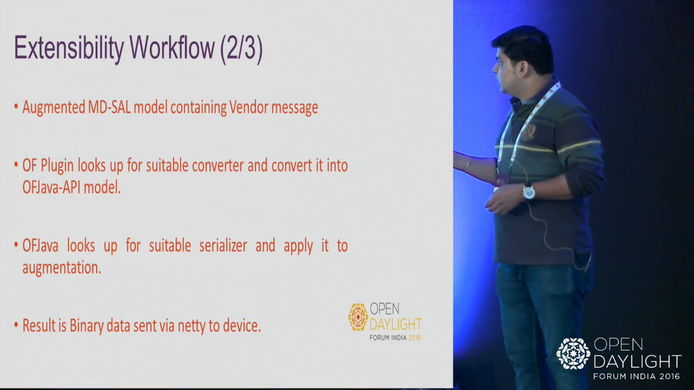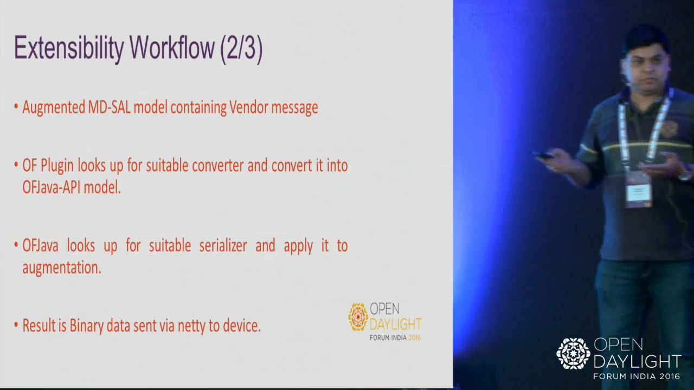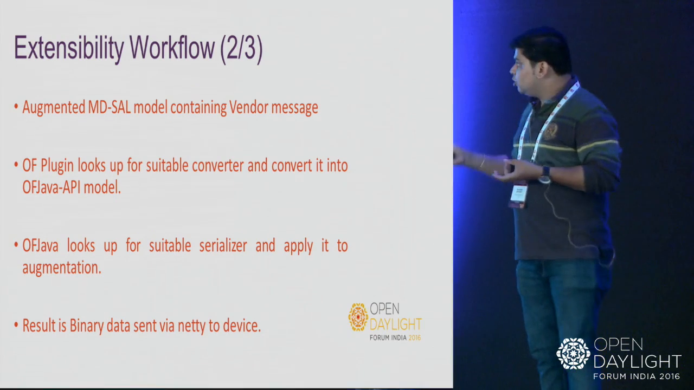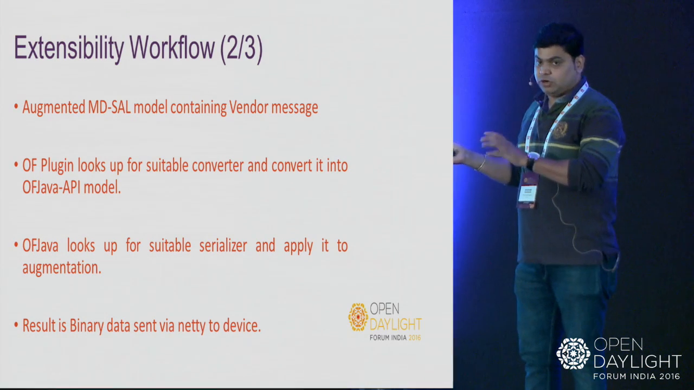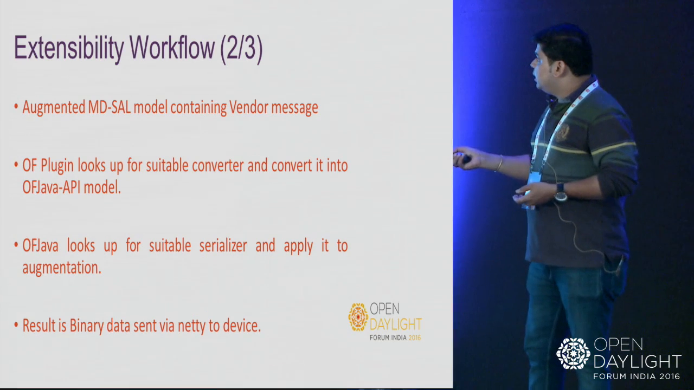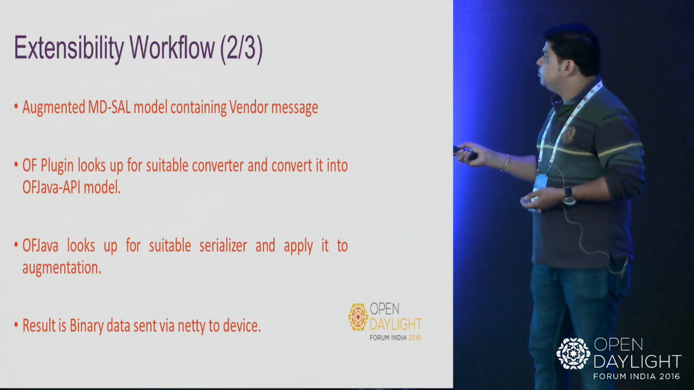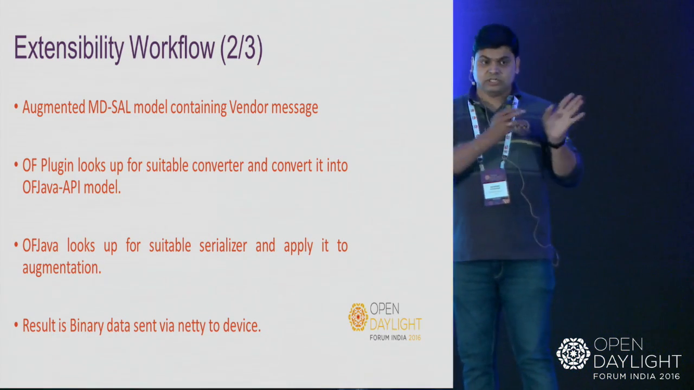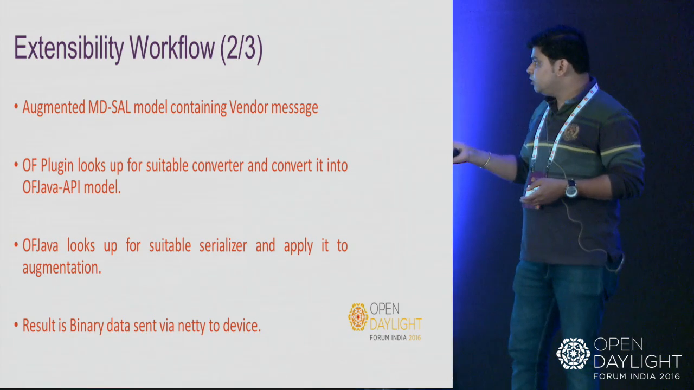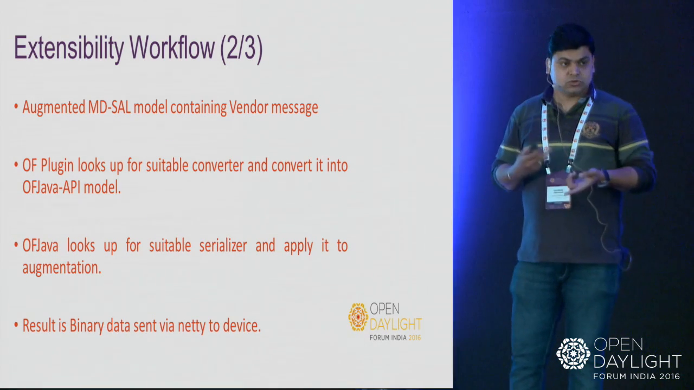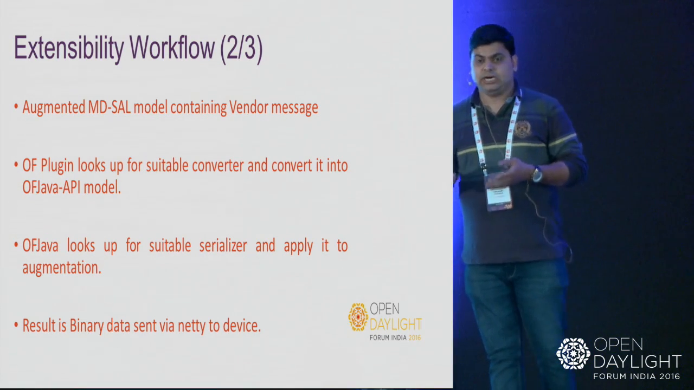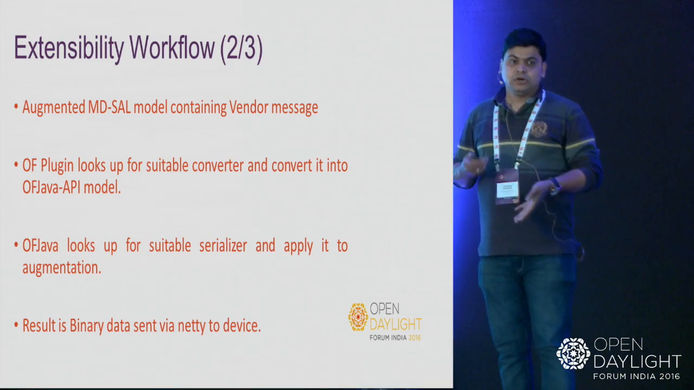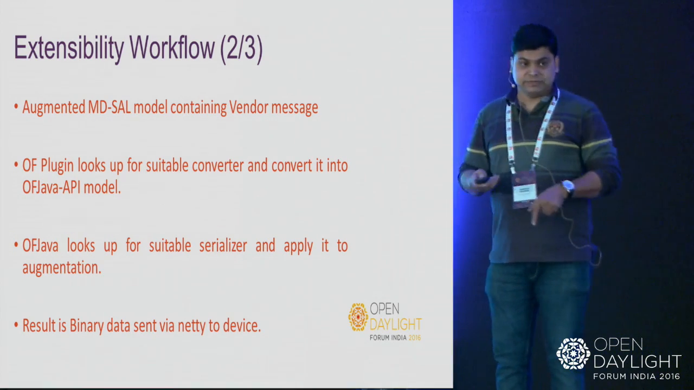So what do I have to do to make my vendor specific message understandable to the existing framework? I augment it to the existing MD-SAL model, or it can be an entirely new model, and that contains my vendor specific message. Then the OF plugin looks for the suitable converters, which convert the MD-SAL models to the Java models. Once those are converted, they are given to the Java serializer, serialized into bytecodes, and sent down to netty. This is how your experimenter message goes down to the wire. So this is the RPC way.